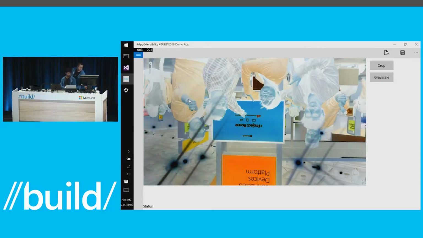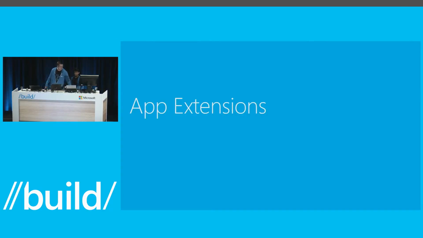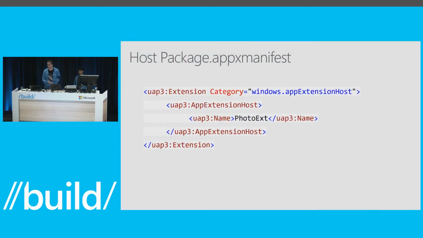So let's go ahead and, sorry, switch back. So how did this whole thing work? The cornerstone of app extensions is really creating the relationship between the host app and the extension app. In order to do that, we create a new extension declaration in both the host app and the extension app.